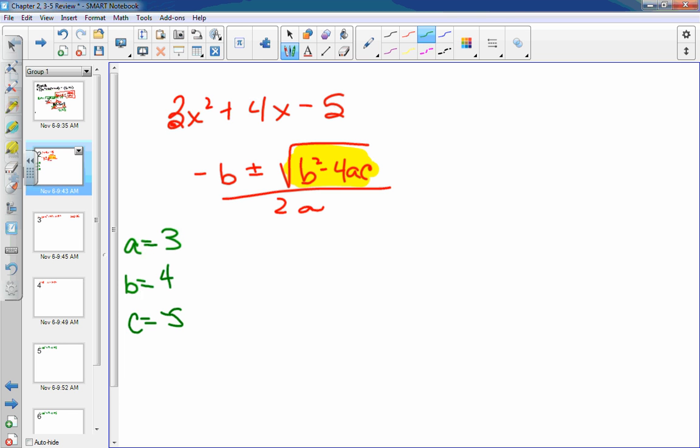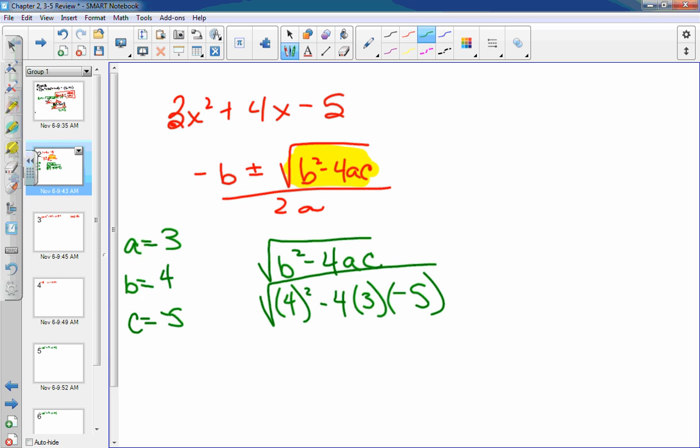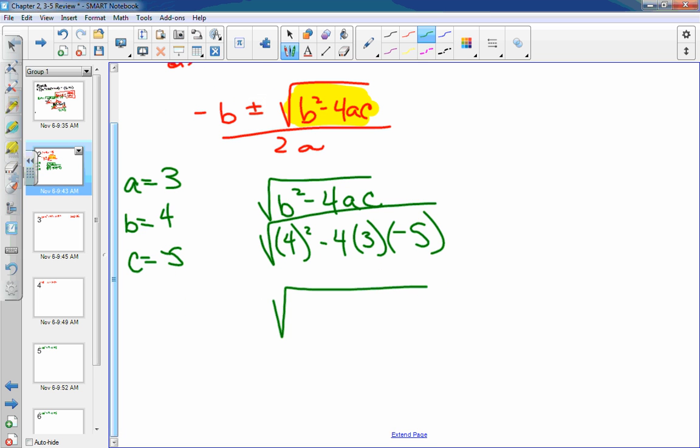I am only going to do the b squared minus 4ac. B squared is going to be 4 squared minus 4 times 3 times negative 5. Now, I'm going to keep the square root there because it helps with your thought process for some reason. Many of you like to see that square root there to determine what you're going to be doing. So this gives me 16. A negative times a negative is a positive. 4 times 3 is 12 times 5 is 60. So this gives me the square root of 76.